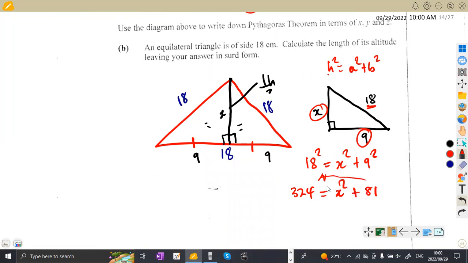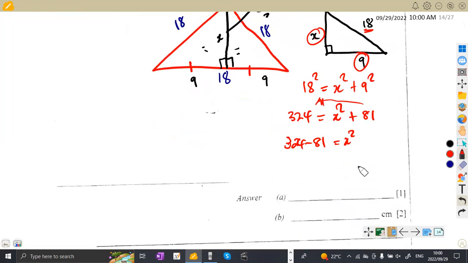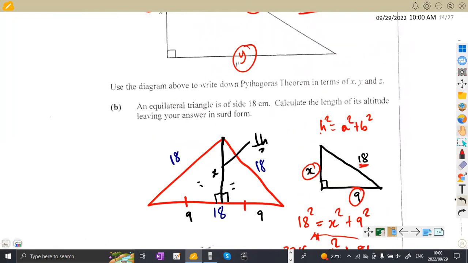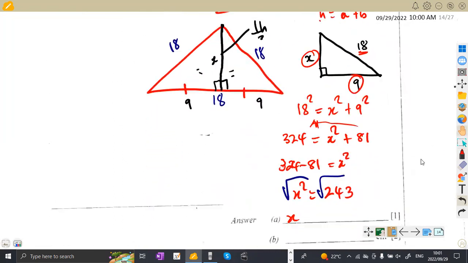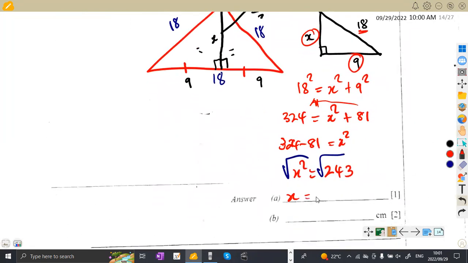Then we can transpose the 81 to the left-hand side. That's 324 minus 81, which is equal to x squared. If you subtract this, that's where we're going to have x squared being equal to 243. So to find x, what are you going to do? Introduce the square root both sides. They are saying leave your answer in surd form because we can't simplify this square root. So we are going to leave it under the square root. Our answer is going to be the square root of 243. Or we can simplify further if you want, but you can leave your answer like this.